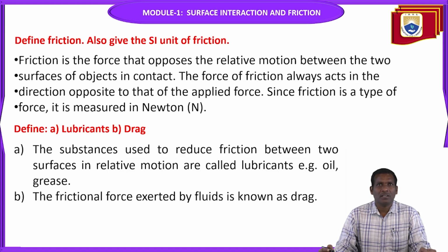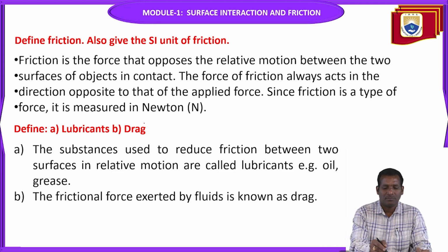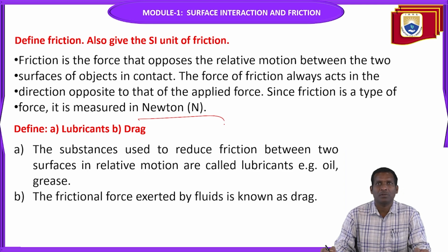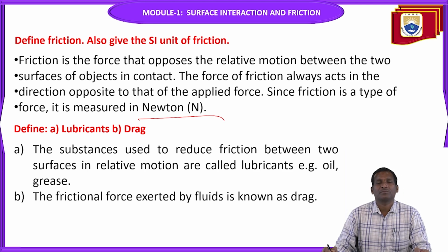Let's define friction. Also give the SI unit of friction. We have already studied friction in the first question. Friction is the force that opposes the relative motion between the two surfaces of objects in contact. The force of friction always acts in the direction opposite to that of the applied force. Since friction is a type of force, it is measured in newtons. The SI unit of friction is the newton.